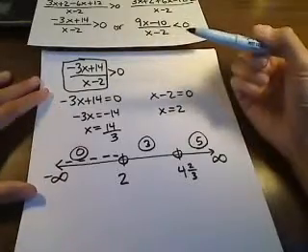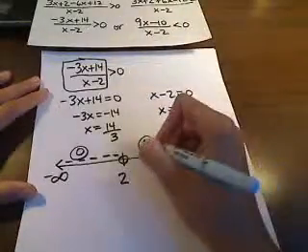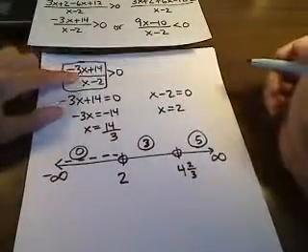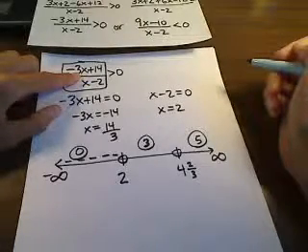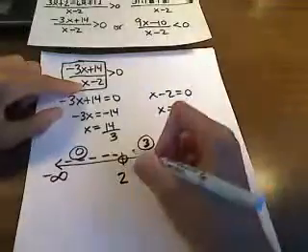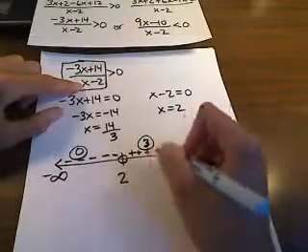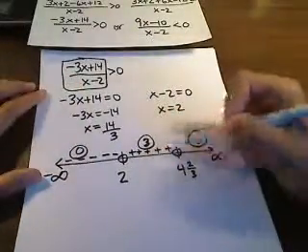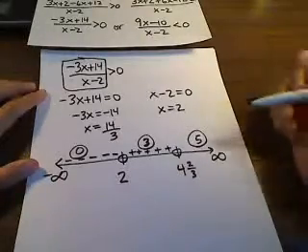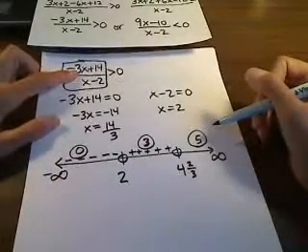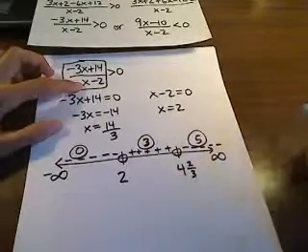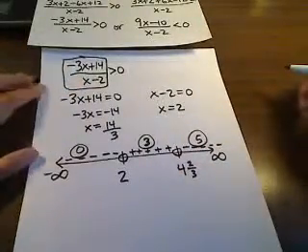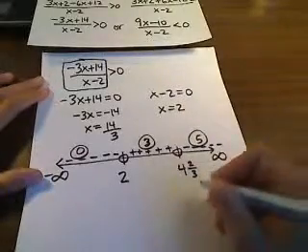Okay. When I plug in 3, I get a negative 9 plus 14, so the numerator is positive, and then the denominator is positive also. So I have a positive divided by a positive, which is going to make this region positive. And when I plug in 5, I get a negative over a positive, so this region will end up being negative.